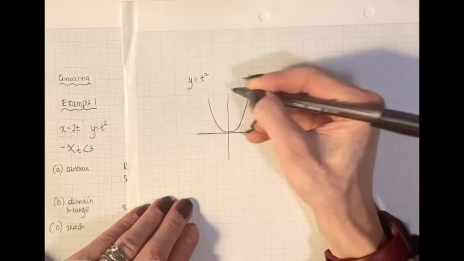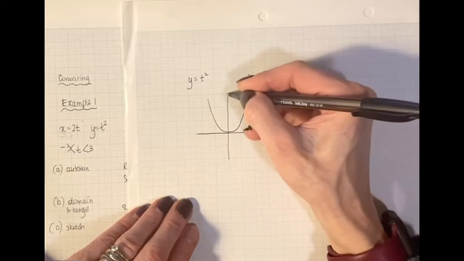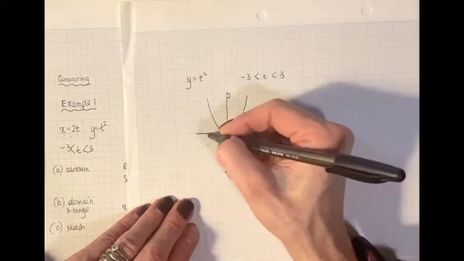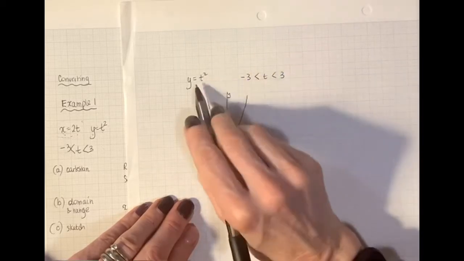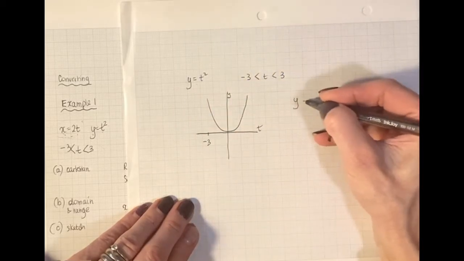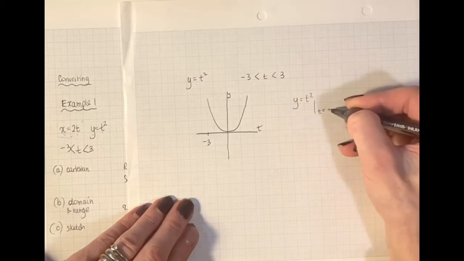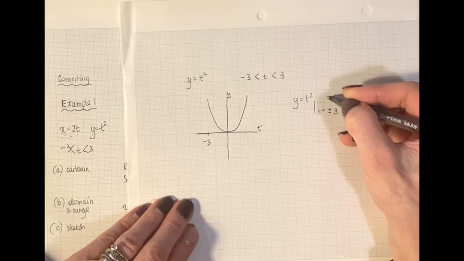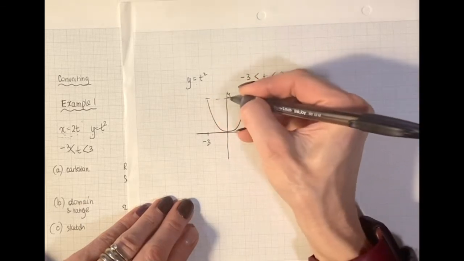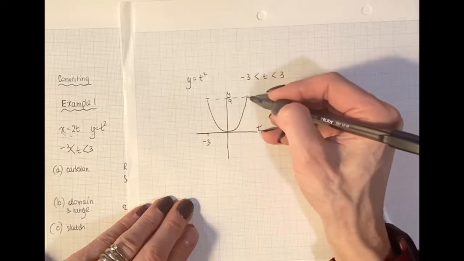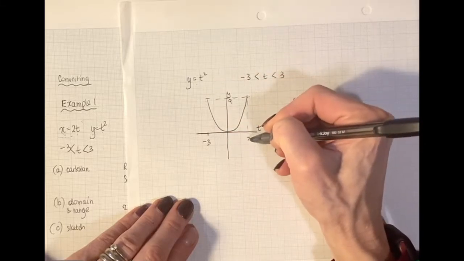Because this is t and this is y on the vertical axis, so t is on the horizontal. If I put -3 into y equals t squared, in fact if I put plus or -3, I will have the answer of 9. So the values of those points are (-3, 9) and (3, 9).